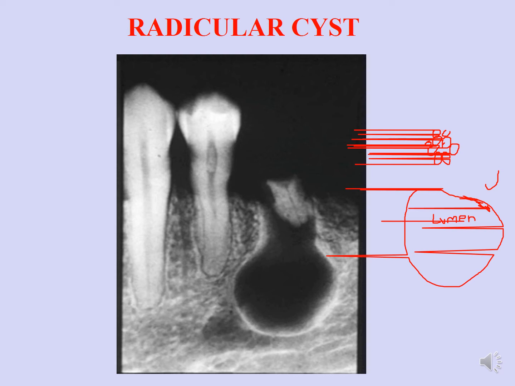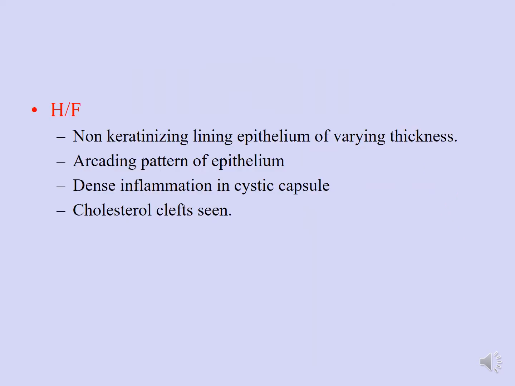I'm sorry about this diagram that has come out this way, but I believe I've been able to explain it. If we extract the cyst root stump and enucleate the cyst, that means take out the whole cyst in toto, what are we going to find? The histopathology is pretty characteristic for radicular cyst.